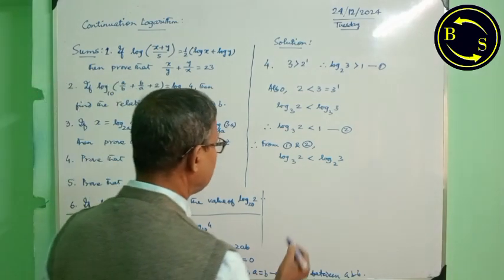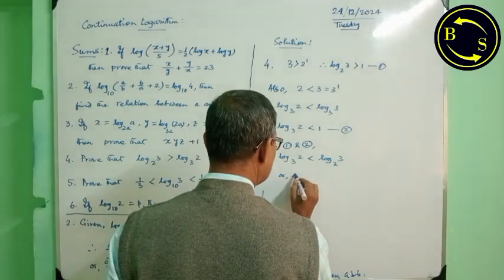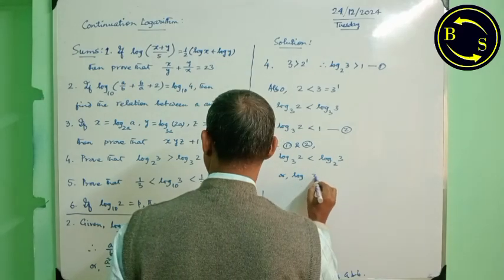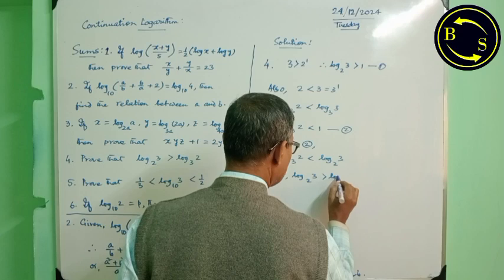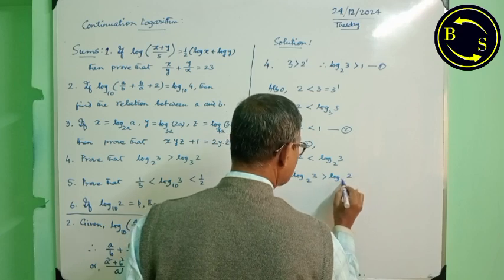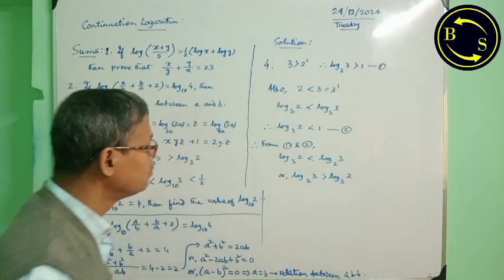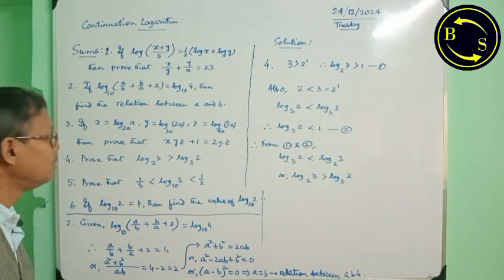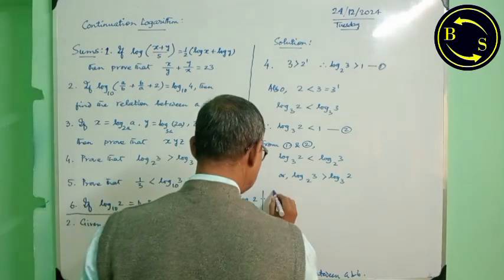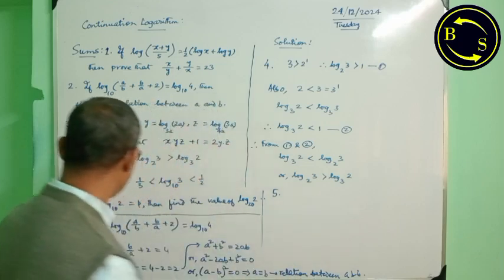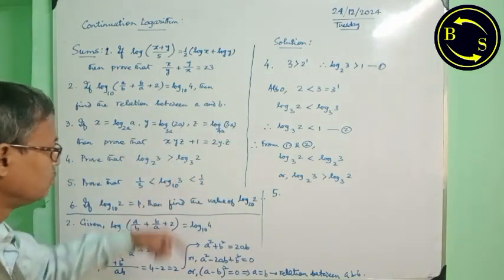We can rewrite this one: log of 3 to the base 2 is greater than log of 2 to the base 3. Hence it is proved. Now number 5. We have to prove this one.